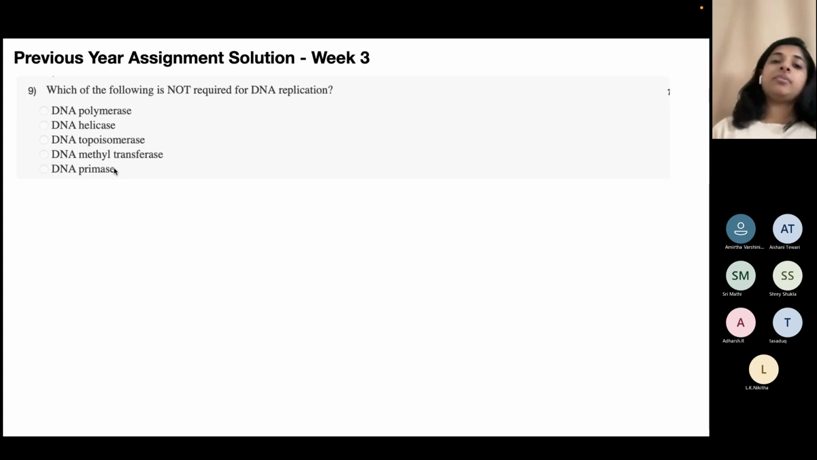DNA primase is again the enzyme that adds the primer, the RNA primer that is required because the DNA polymerase cannot start the replication. It can only add nucleotides to a previously existing primer. However, DNA methyltransferase is an enzyme that is capable of transferring methyl groups, which is necessary in prokaryotes, which use this methyl group as an indication of whether it's an old parental strand or a new daughter strand. And hence that is not required for DNA replication as such.